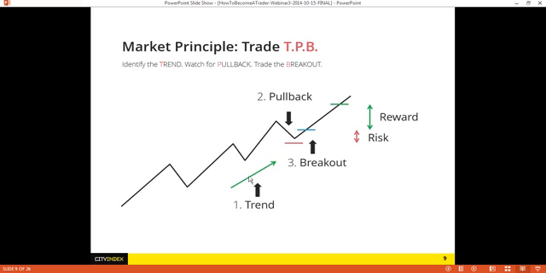Pound dollar, in the morning it popped up a little bit, but then it came back down. It's a very strong downtrend right now in pound dollar. Also on euro dollar, although there was a big rebound today. But on pound dollar, there's a strong trend. We're looking for strong trends, okay?